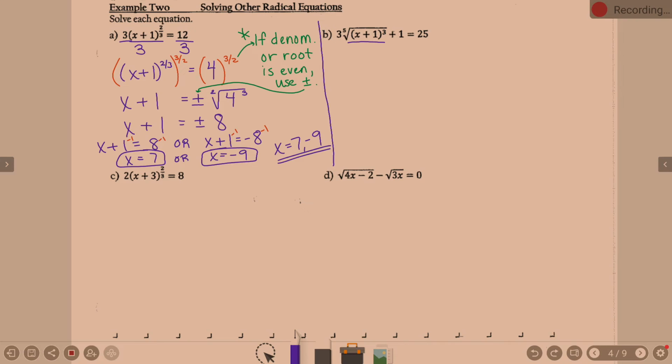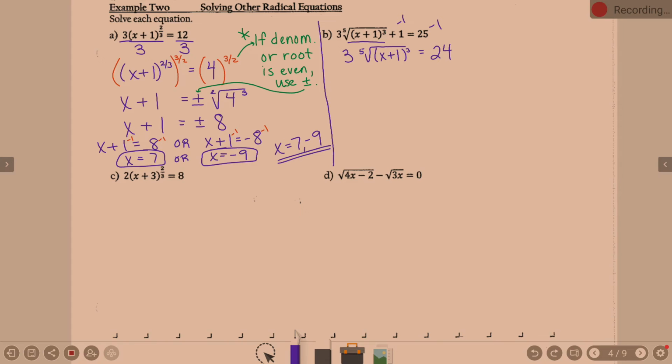Yeah. Think of it as 3 times something plus 1. What do we usually do? The first thing we do is, if it's plus 1, subtract 1. So now I'm going to have 3 times this radical, which is the fifth root of x plus 1 to the third. And that's going to equal 24.